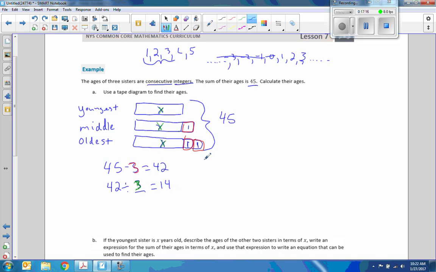Okay? Now that we know this, we know the youngest child is 14. So we know that this one is 14. This x is 14. And this x is 14. 14 plus 1 is 15. 14 plus 2 is 16. So 14 plus 15 plus 16, consecutive, equals 45. Okay?